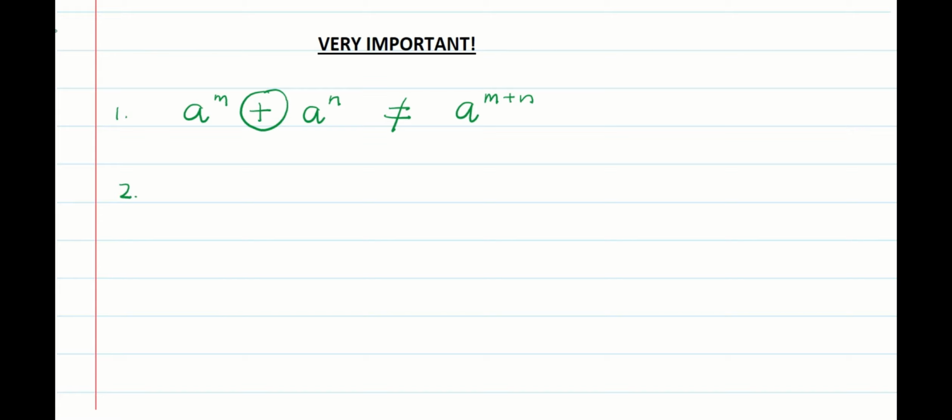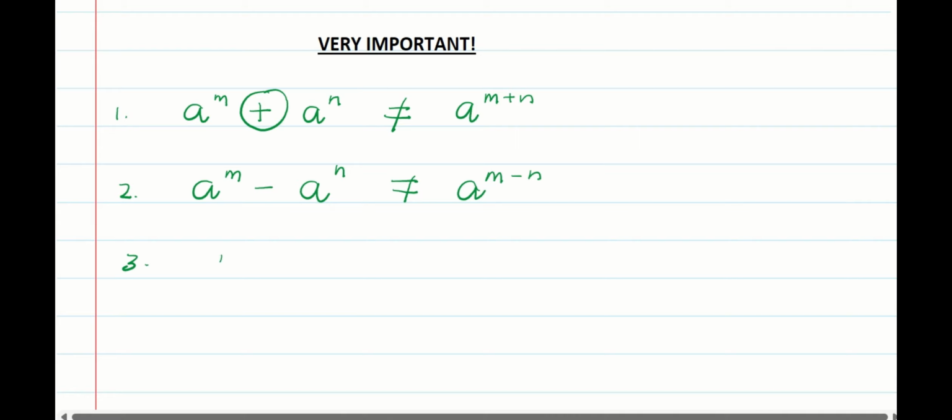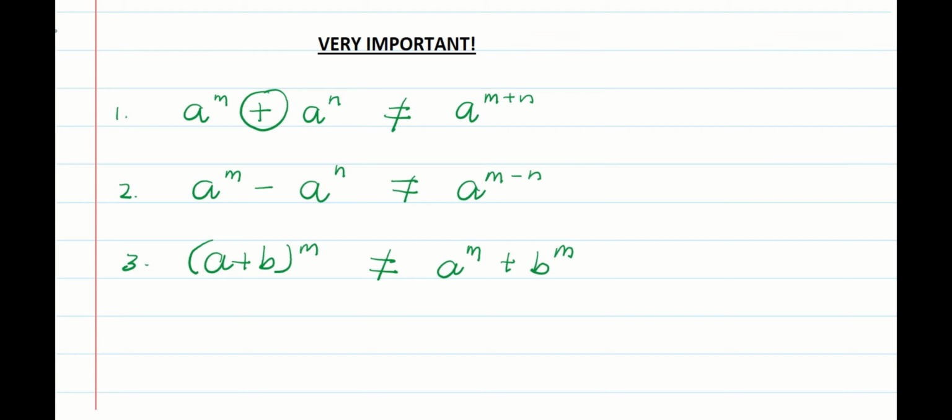The second one is that a to the power of m minus a to the power of n is not the same as a to the power of m minus n. The third one is a plus b inside a bracket to the power of m outside the bracket is again not the same as a to the power of m plus b to the power of m.